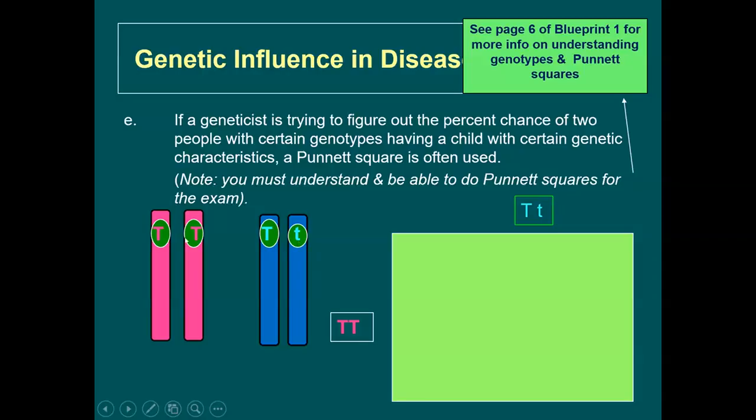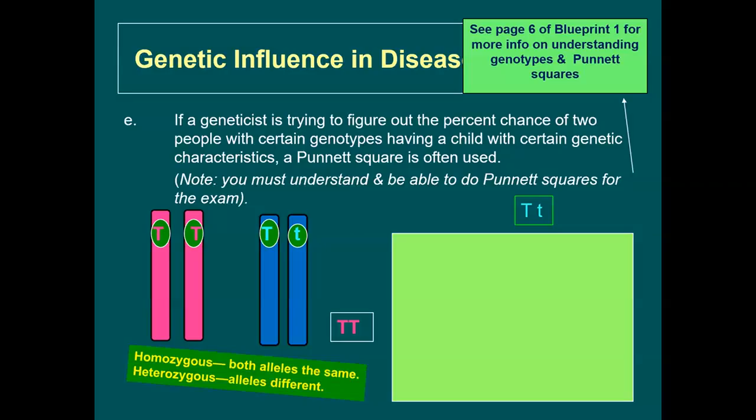So when we look at mom, we see that she is homozygous dominant for the crooked teeth trait. And then we see that dad is heterozygous, meaning he has one dominant gene for crooked teeth, and then he has the lowercase or recessive gene for straight teeth. And so a geneticist is going to do a Punnett square to determine the likelihood of their child having either crooked teeth or straight teeth.